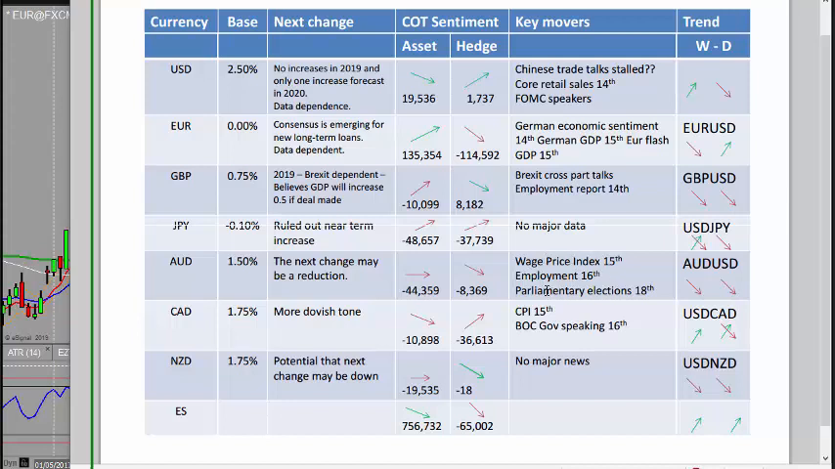Wage price index is out on the 15th, employment on the 16th. So key numbers again to show the state of the economy and how it's filtering through. But it does look pretty much weak across the board at the moment.